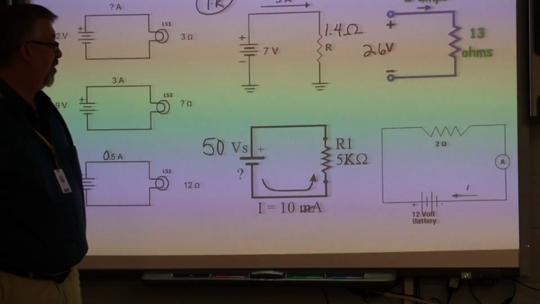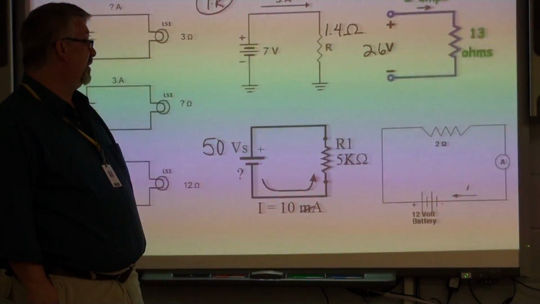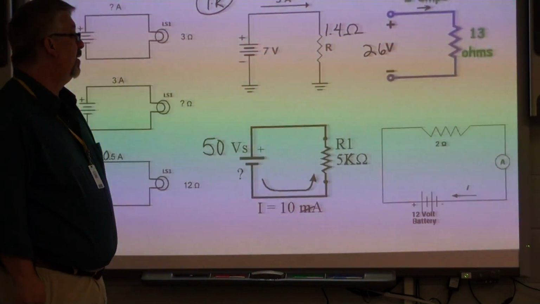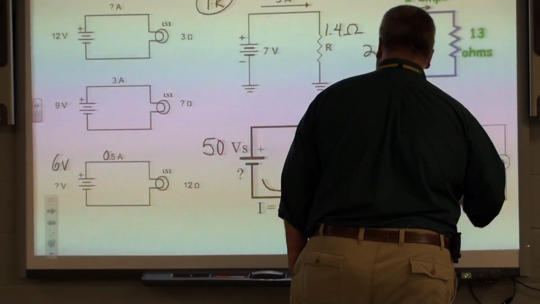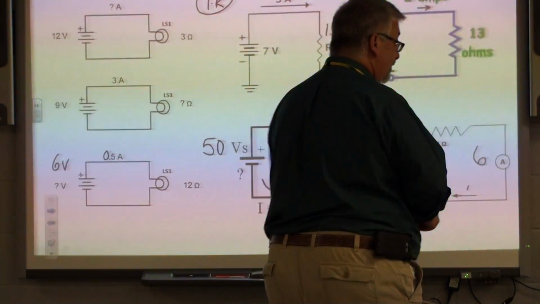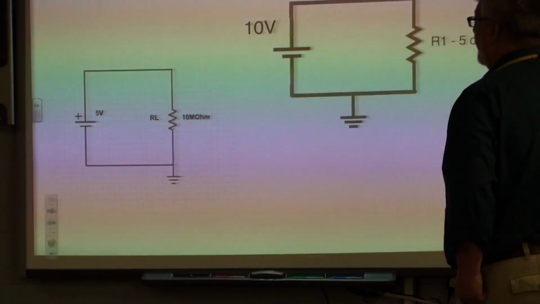All right, we have a 12 volt battery, 2 ohms of resistance. What is our current? 6 amps. 12 divided by 2. All right. Very good.